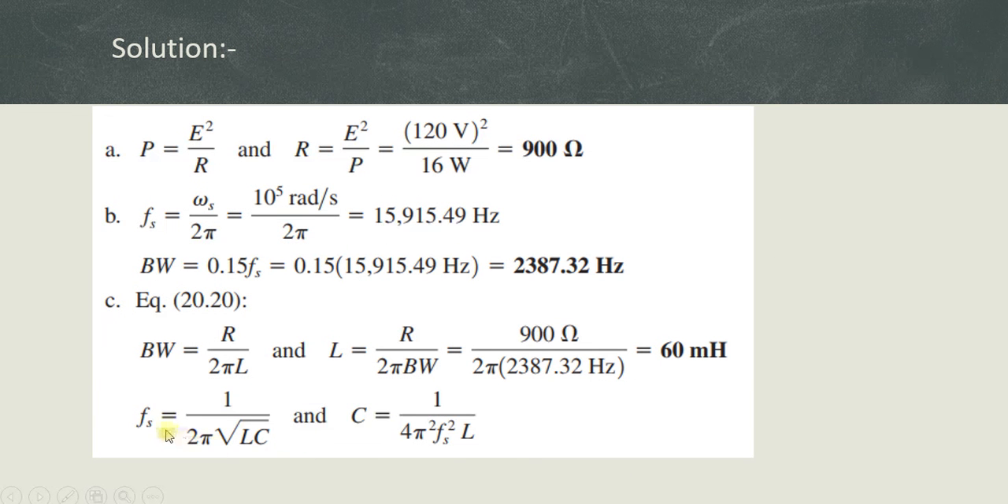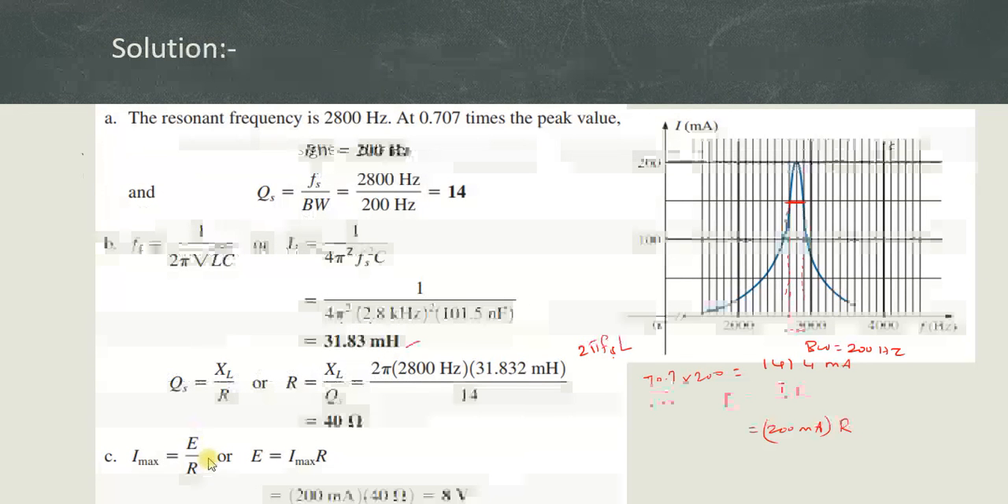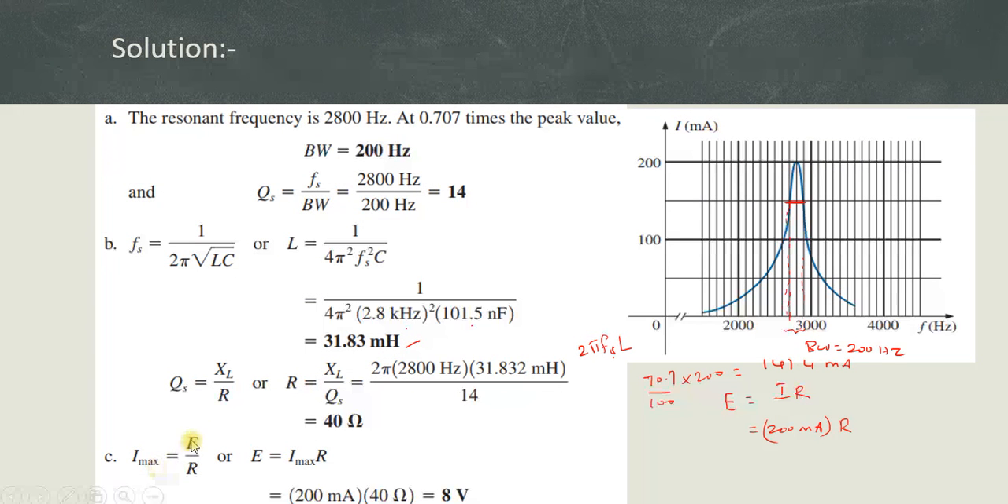And Imax equals E divided by R, or E equals Imax into R. Here Imax is 200 milliamps from the graph and resistance is 40 ohm. So 200 milliamps into 40 ohm is equal to 8 volt. So this is the voltage applied to the given circuit. So then I move on to the next problem.